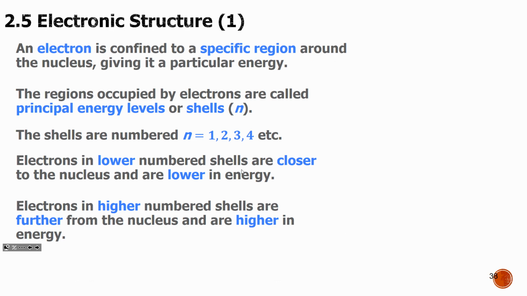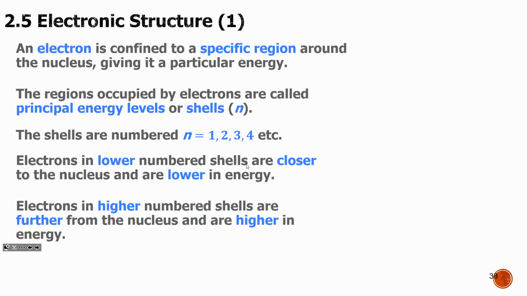So when we have an electronic structure, an electron is confined to a specific region around the nucleus and given a particular energy. We call these shells or energy levels, and they're known as n. These shells are numbered 1, 2, 3, 4, 5, and those are the numbers that I had you put down the side of the periodic table. They're the rows. So 1, 2, 3, 4, 5, 6, 7. It only goes up to 7.